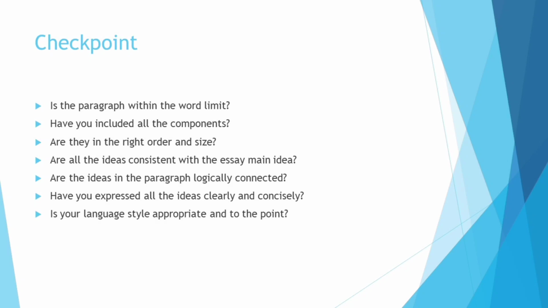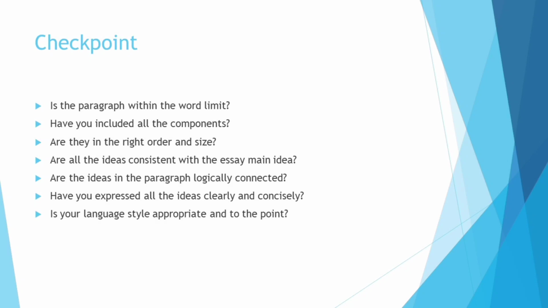Have you included all the components? Do you have a restatement of thesis at the beginning? Do you have a summary of the key points? Do you have a final comment? And are they in the right order and size? So the thesis restatement should be first, then you have the summary, and then you have your final comment. The first and last component are just one sentence, and then you have your summary, which is a little bit larger depending on how many topic sentences you have in the body.